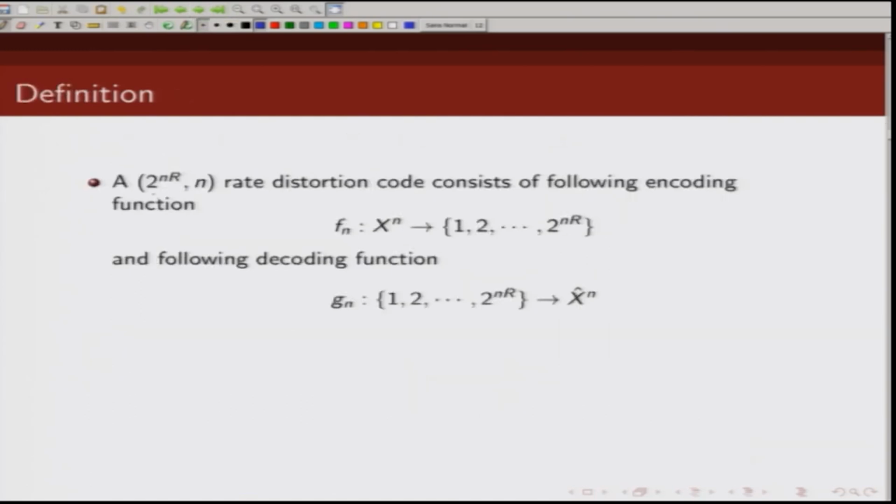So, a (2^{nR}, n) rate distortion code consists of the following encoding function. This is your source sequence of n bits, which you are mapping to one of these indices, and at the decoder, which is denoted by this function g_n, given that you have received one of these indices, you are interested in getting back an estimate of the sequence.